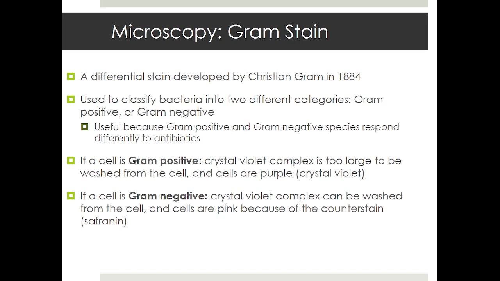If a cell is gram-negative, their cell wall has a lot less of that barrier component. Their peptidoglycan layer is thinner, so that crystal violet and iodine complex that forms inside the cell when crystal violet and iodine are added together can more easily escape. After it leaves, the cells are clear again, and we add a counterstain called safranin, which makes them appear pink.